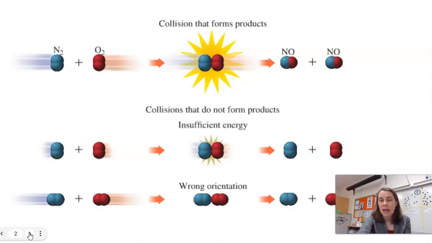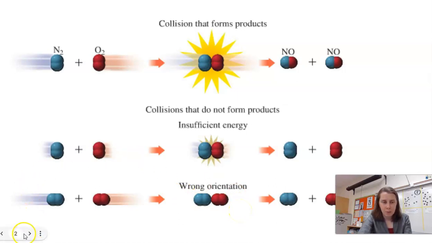And then the third one is that they have to collide with the right orientation. Orientation might be a new word for some of you. That is the word that we use to say how they collide. So you can see here and here, they collide in such a way that the atoms that need to make bonds are lined up. Whereas here, these two atoms could make bonds, but this atom and this atom wouldn't be able to. So this would be an example of an incorrect or wrong orientation.